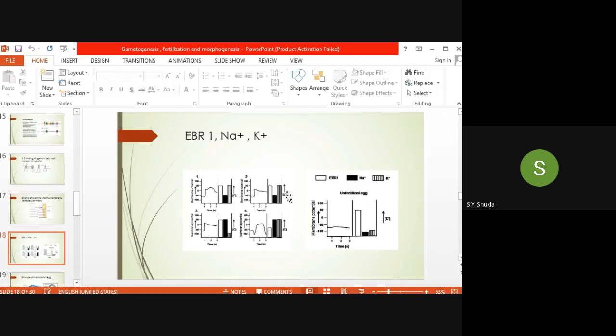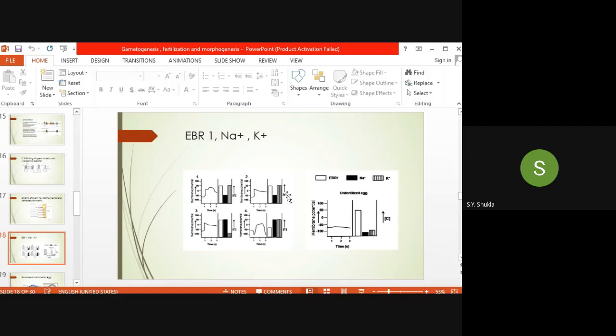Now in general, I will tell you what happens in the fertilized egg with regard to the EBR receptor 1 and sodium ions. Varsha, listen carefully and tell me one by one. What happened? First of all, chemoattraction takes place, where the chemoattractant secreted by the egg joins the sperm head on the receptors, and then the sperm moves from the aquatic environment towards the egg.